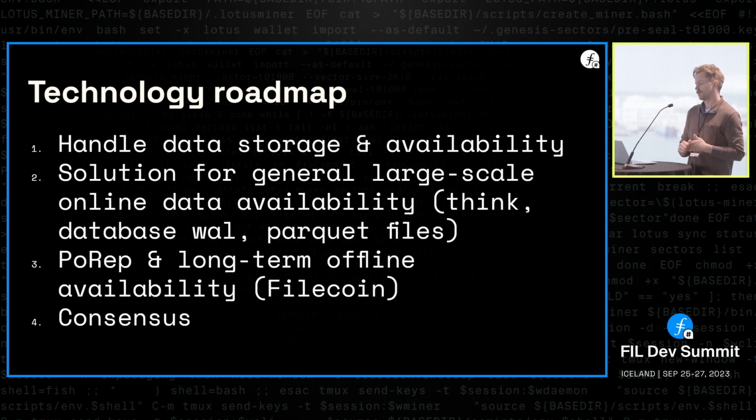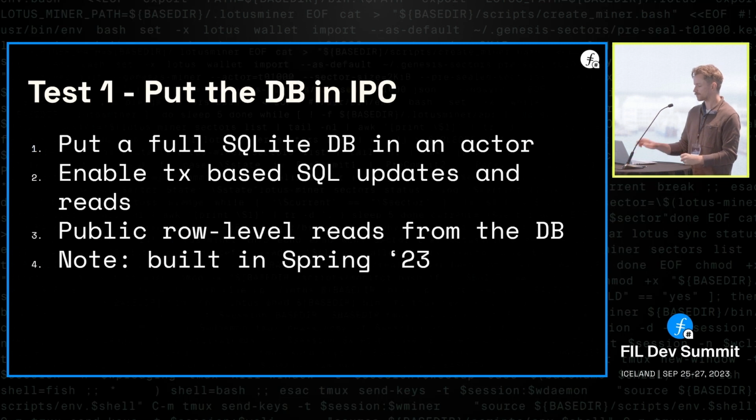So how do we handle data storage and verifiability? What's our solution for general large scale online data? And then how do we connect this to the verifiability and PoRep abilities of Filecoin, and then consensus over the whole thing? One cool thing in Tableland is, because of all those transactions happening on all these different L1s, consensus actually exists in a few different conversations, but generally consensus for what those changes should be is already handled by the chains that we're connected to.